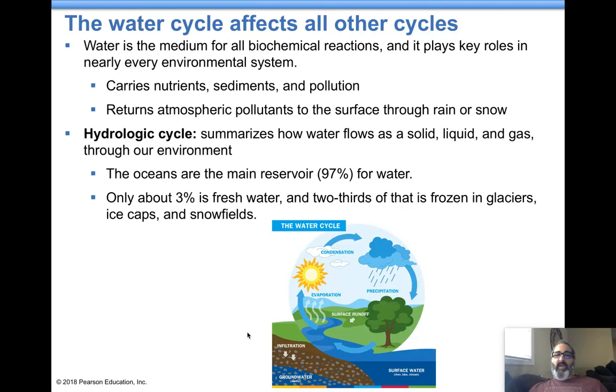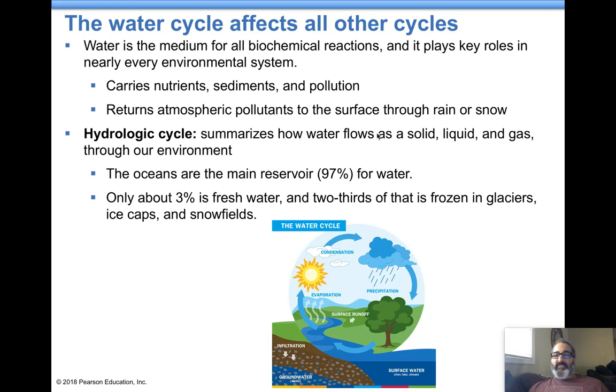Water cycle, also called the hydrologic cycle. We're not going to cover it in a lot of detail. I'm not going to spend a lot of time on it because we will cover it in a lot more detail in a chapter specifically about water. What you need to know is that the ocean is the biggest reservoir, and 97% of the water on our planet is saltwater. Only 3% of the water on our planet is fresh, and that's a big deal because we need fresh water for our survival.